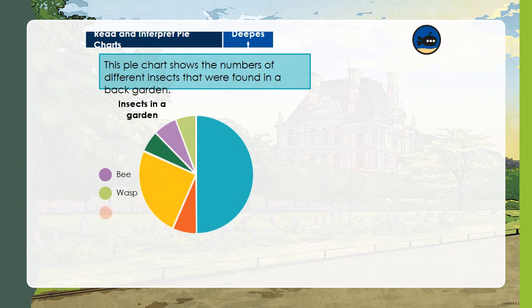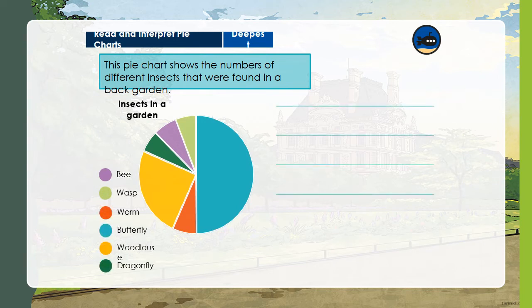Now let's look at the insects in a garden. This pie chart shows the number of different insects that were found in a back garden. Now looking at this pie chart, just straight off the top of your head, you can see that butterfly was the most popular insect to have been found in the garden, whereas the wasp, the bee and the dragonfly were the least popular, but we're not exactly sure of the figure just yet.